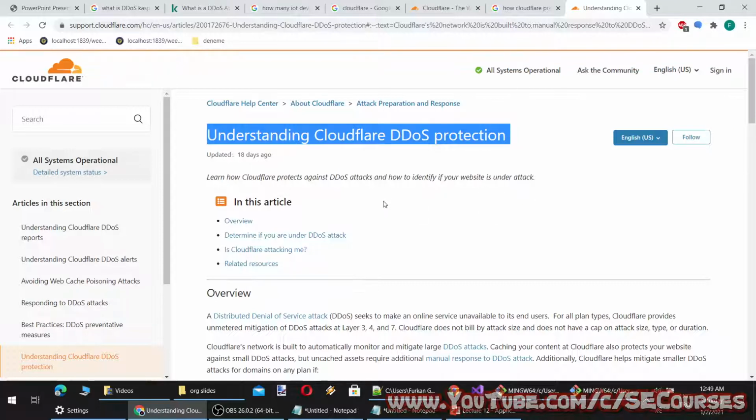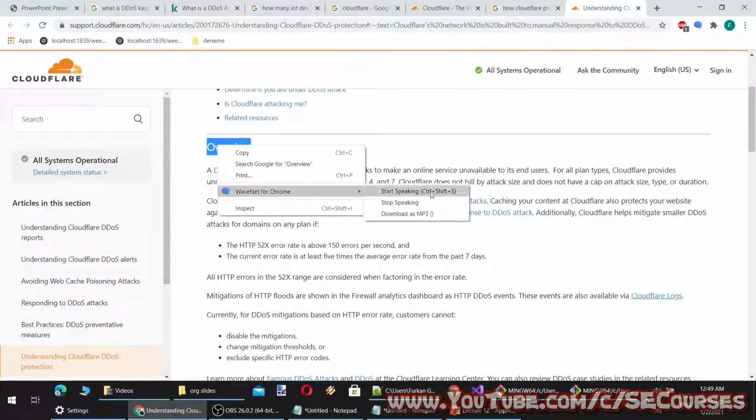Understanding Cloudflare DDoS Protection. Overview.